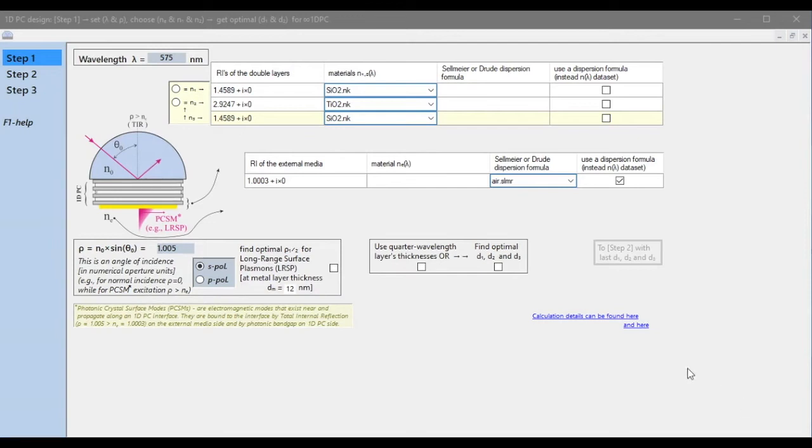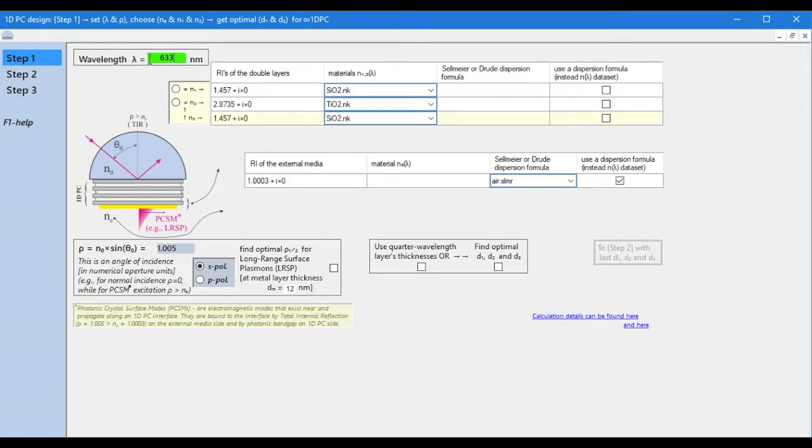In this video, we show how to design the structure supporting surface optical waves on the surface of a one-dimensional photonic crystal. So, there are waves propagating along the surface, and these waves are bound to the interface by total internal reflection from the external medium on the one side, and by the band gap of the photonic crystal on the other side. The program can calculate them at any predetermined wavelength and at any predetermined angle.